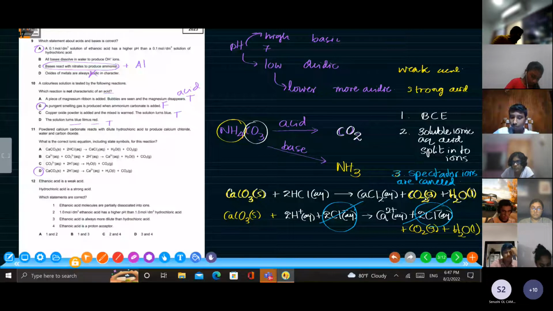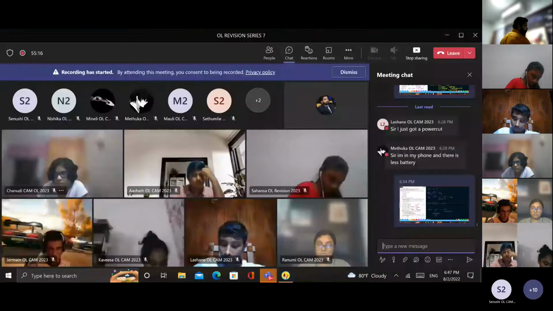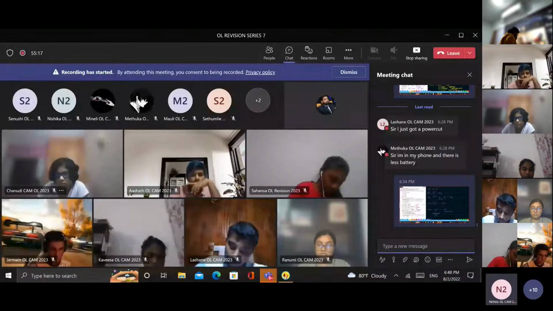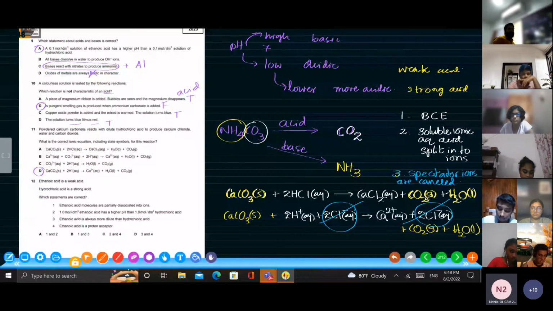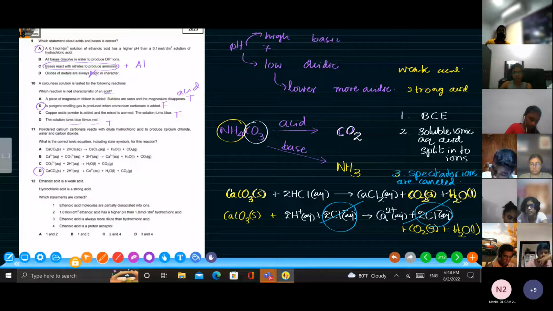Sir, according to the solubility rules, if we get an insoluble one, do we keep it like that or should we? We have kept calcium carbonate as solid. That's it.